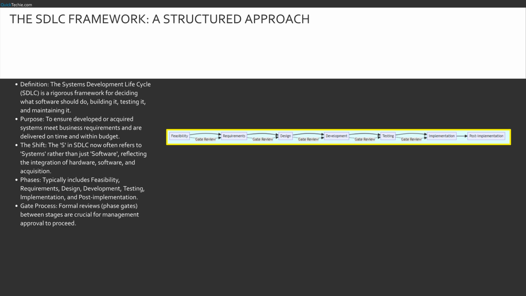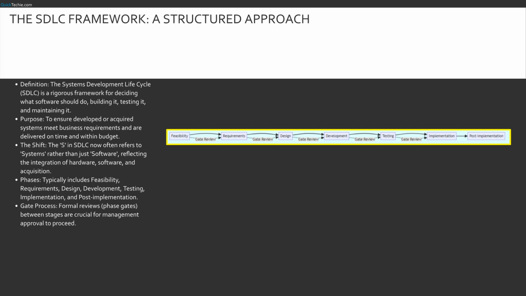Let's start with the foundation, the Systems Development Lifecycle, or SDLC. Think of this as your roadmap. It is not just about coding. It is a structured management process to ensure that what we build actually solves a business problem. Historically, we called it the software development lifecycle, but today it is broader. It's the systems lifecycle, because we often buy or lease technology, rather than just build it from scratch.